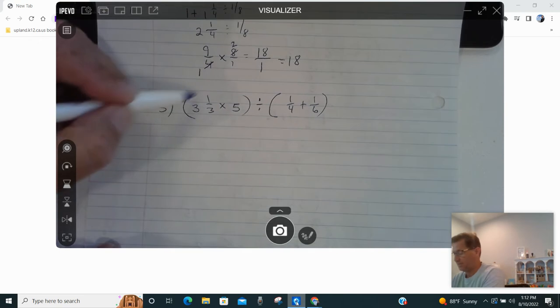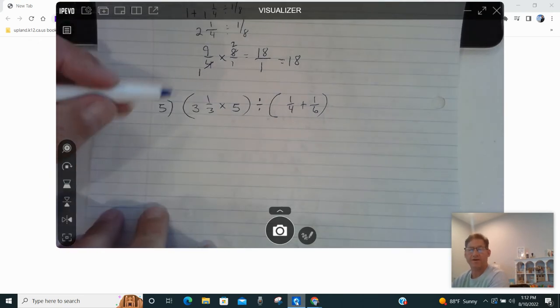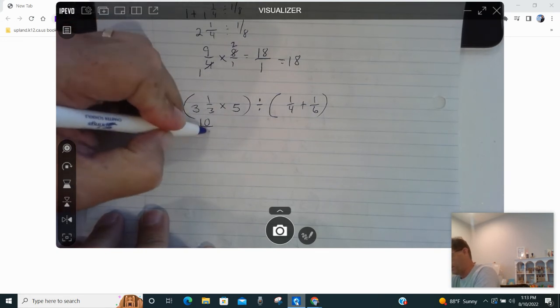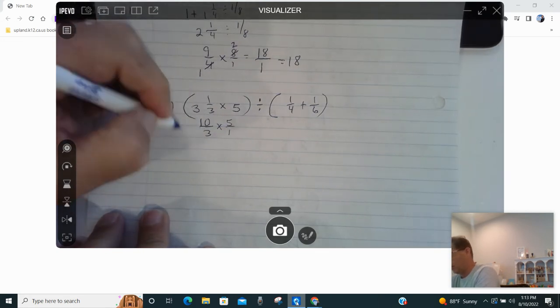All right, so let's change this mixed number into a fraction greater than 1. 3 times 3 is 9, plus 1 more is 10. 10 over 3 times 5 over 1.